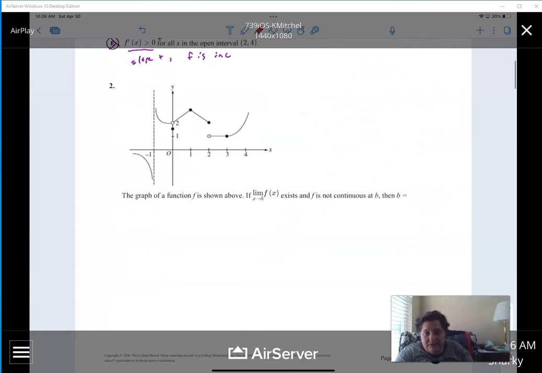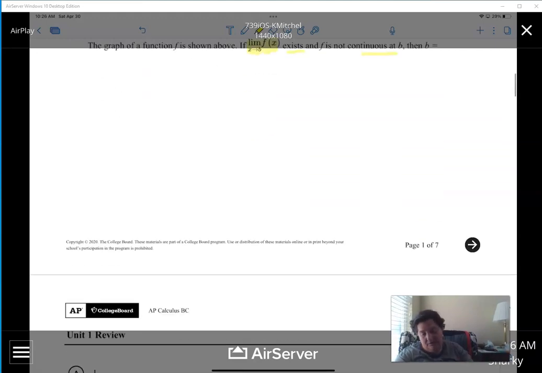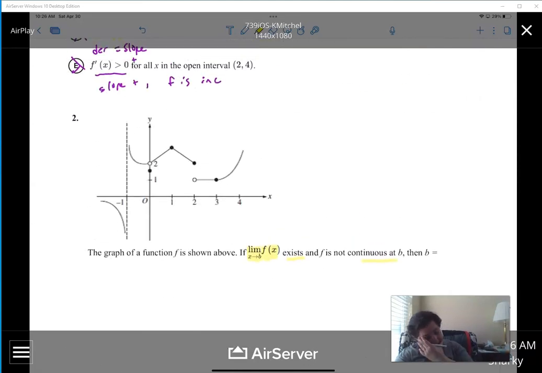All right, let's look at number 2. We've seen on our review questions a few limits questions. Let's check it out. If the limit exists and f is not continuous, then b equals. Oh, and we have some multiple choice answers over here. Okay. All right, let's see here.